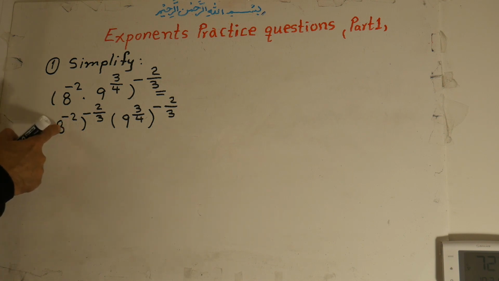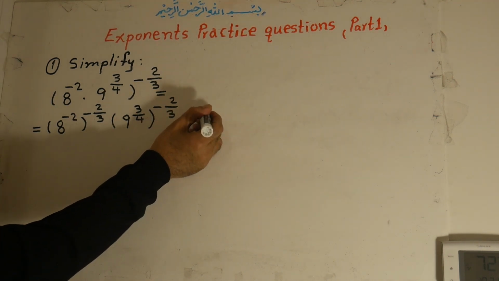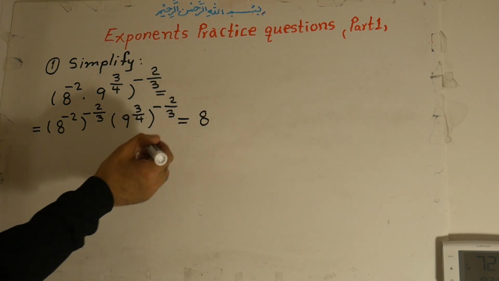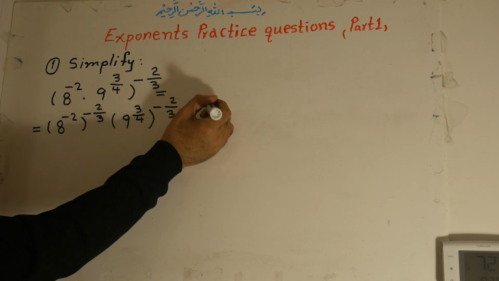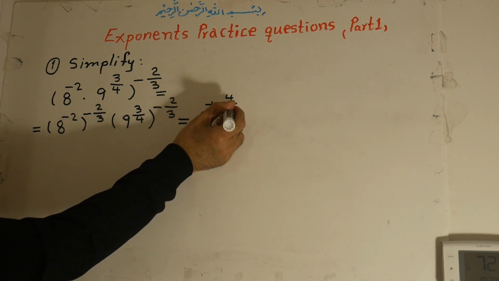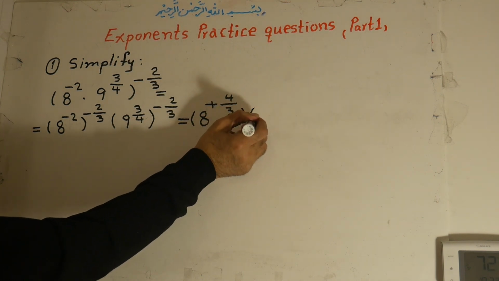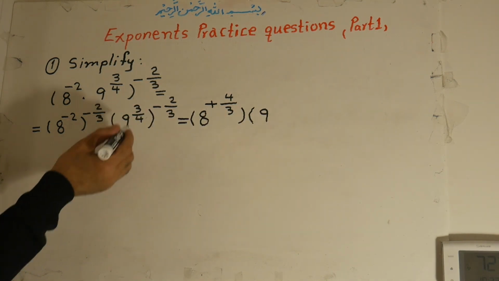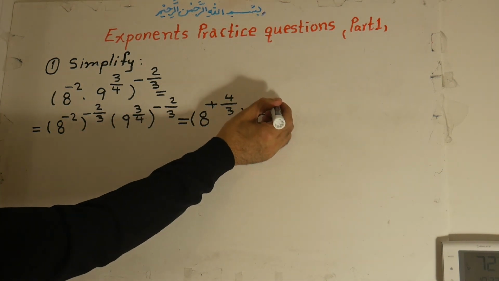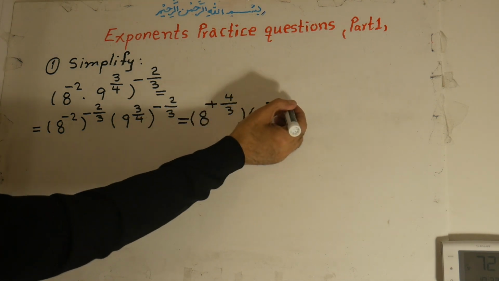Now we know that when one number has a power and another power on top of it, we multiply these powers. It means that it is equal to 8 to the power of negative times negative is positive, 2 times 2 is 4/3, times 9 to the power of positive times negative is negative, 3 cancels with 3, 1 to 2, 2 to 4, negative 1/2.